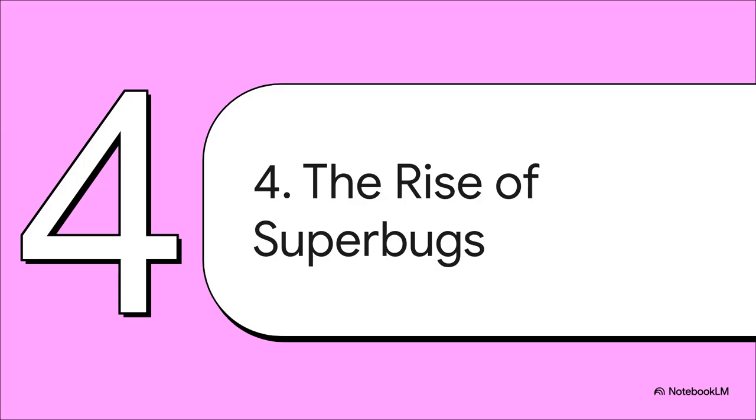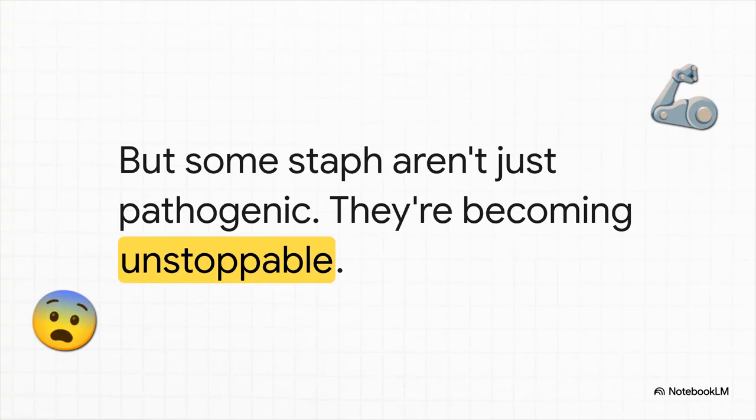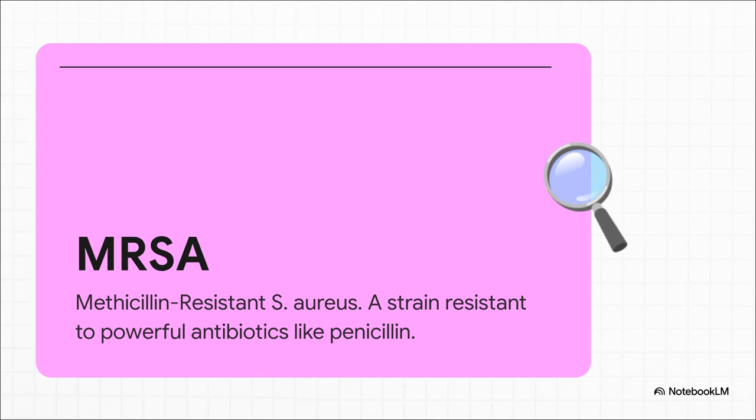And that brings us to the most urgent part of this story, the evolution of Staph into something even more dangerous. We're talking about the rise of the superbugs. The problem isn't just that these bacteria are pathogenic, it's that they are evolving to be, well, unstoppable. They are literally learning to shrug off the very medicines we designed to kill them. The most famous of these, of course, is MRSA. That's methicillin-resistant Staph aureus. It's not a new species, but a strain that has evolved resistance to our main go-to class of antibiotics, including penicillin. This essentially neutralizes our primary weapons against it, which makes these infections incredibly difficult to treat.